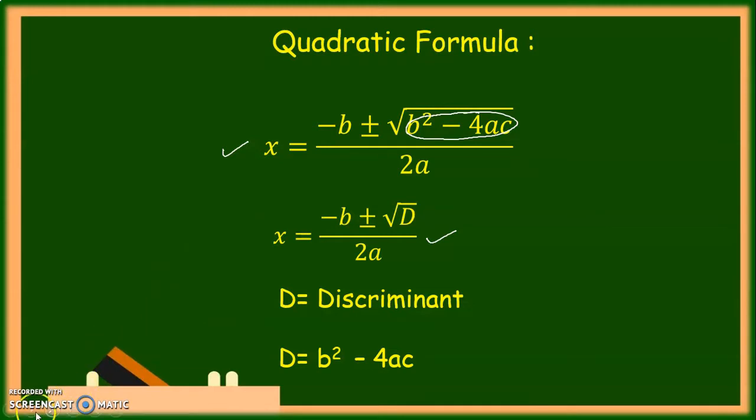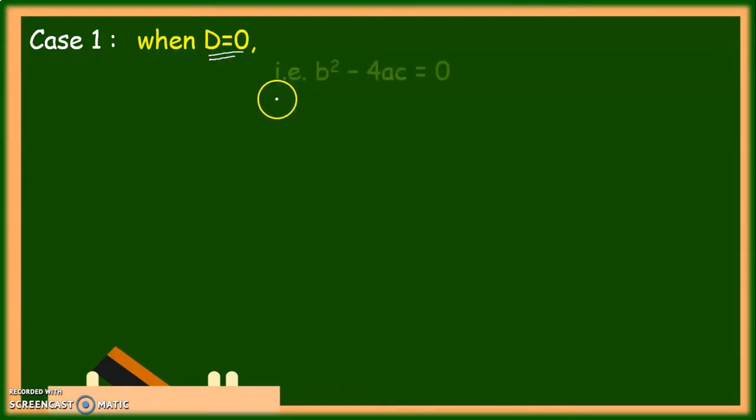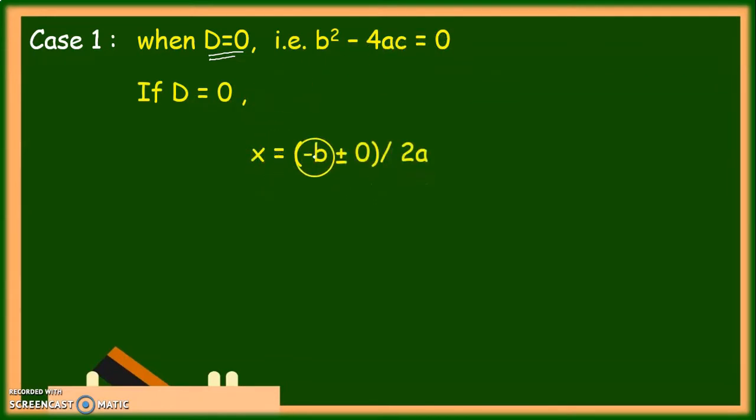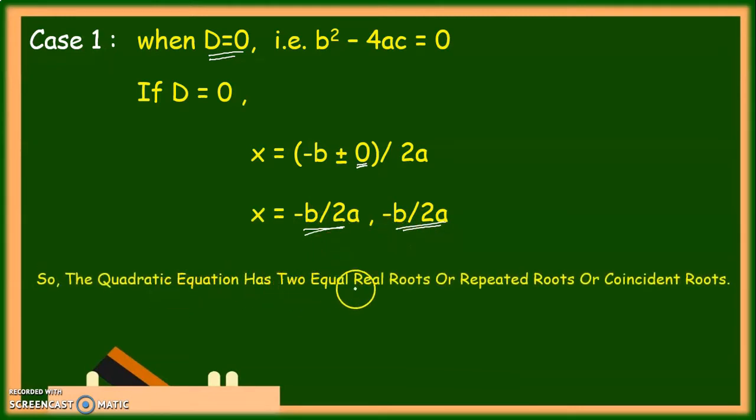In this formula, there may be three cases possible. The first case is when d equal to 0, when the discriminant equals 0, or b square minus 4ac equal to 0. If you put this in our formula, then x equals minus b, and in place of under root d we put 0, divided by 2a. So we get the value of x as minus b by 2a, the same value for both cases. So we can say the quadratic equation has two equal real roots.